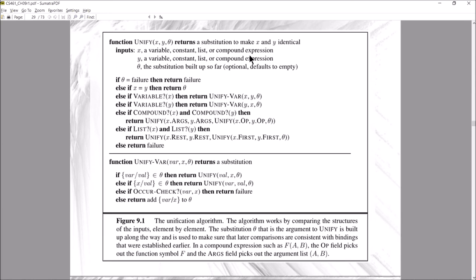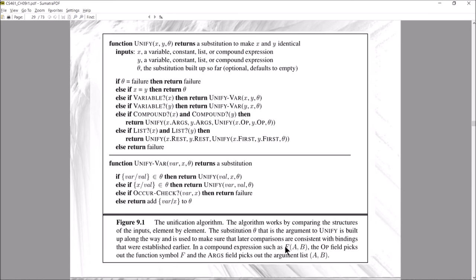Let's see here. Compound expression, what's that? You've got something that looks like this, like a function call: F, A comma B. You saw this already when we talked about knows. The F would have been knows, A would have been John, and B was our X. So the op field, which you can see up here in the body of the algorithm, x.op, y.op, picks out the function symbol F. It would be like x.f, y.f being passed. And the args field picks out the argument list, A comma B.